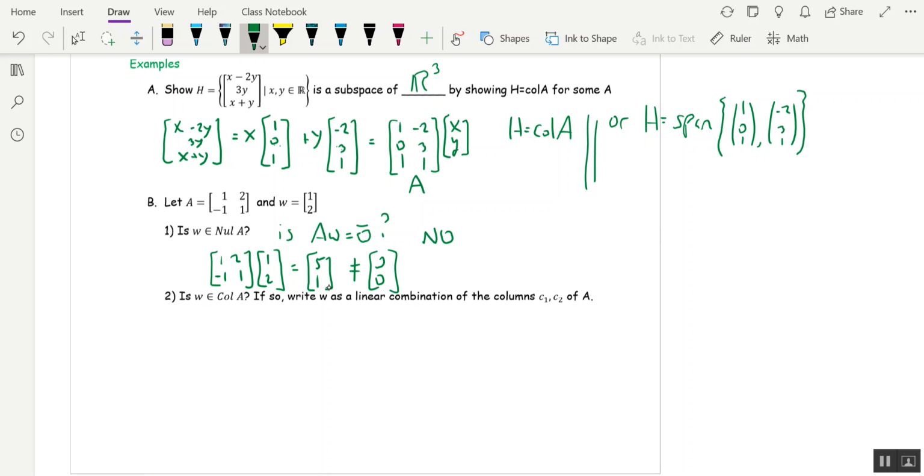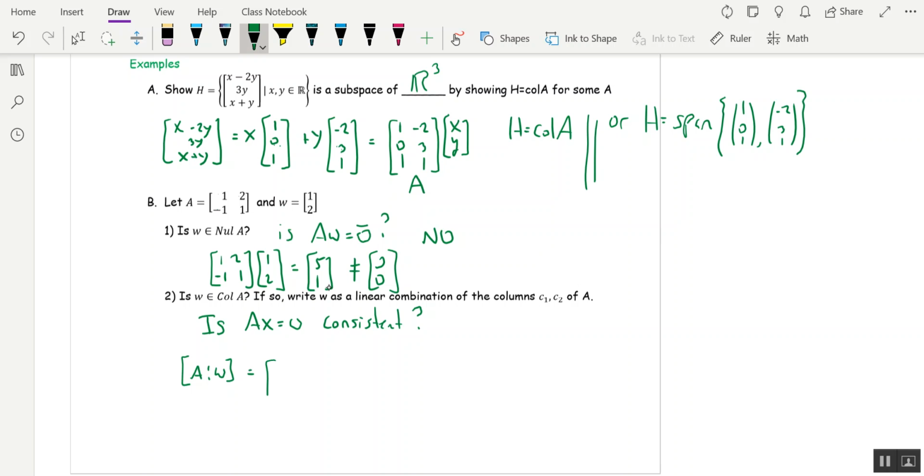Okay, is W in col A? So let's think of col A as the span of the two columns of A. C1 is 1, negative 1. C2 is 2, 1. So if I rephrase this, the question is, is AX equal W consistent? Is there an X such that AX is equal to W? So we know how to answer that. We're going to reduce A augmented with W and see if we get a consistent system. If we do, that will give us the weights in the linear combination.